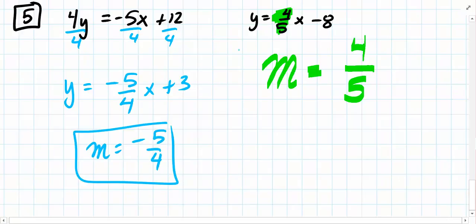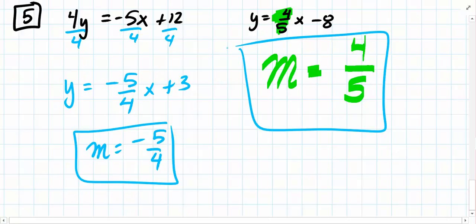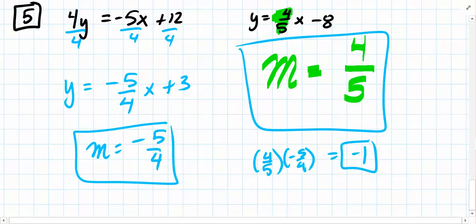Are they opposite reciprocals? They are opposite reciprocals. They're definitely not the same, so like Jay was saying, they're not parallel. They are opposite reciprocals, so therefore, if I multiply these together, if I multiply 4/5 with a negative 5/4, I get a product of negative 1. That guarantees that the two lines are what? Perpendicular. Very good.